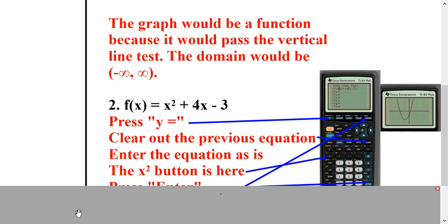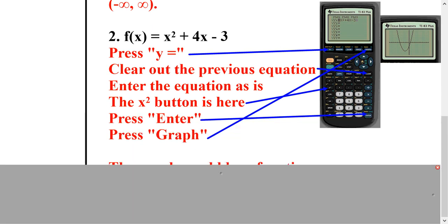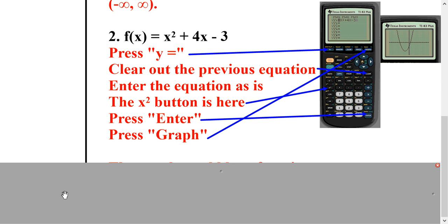So let's try the graph of f of x equals x squared plus 4x minus 3. So we're going to follow the same steps. We're going to press y equals. Then you want to clear out the previous equation. So you're going to press clear to get a blank slate. Then you're going to enter the equation as you see it. Now, some of you guys might not know where the x squared button is, so I'll show you that. Then you press enter and graph it.